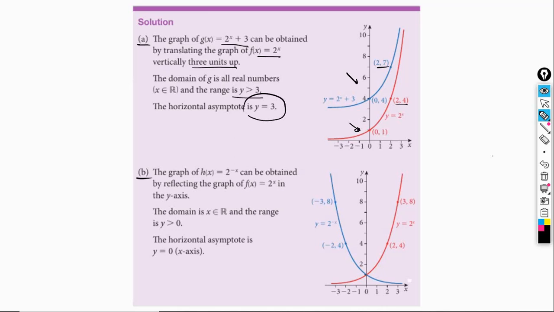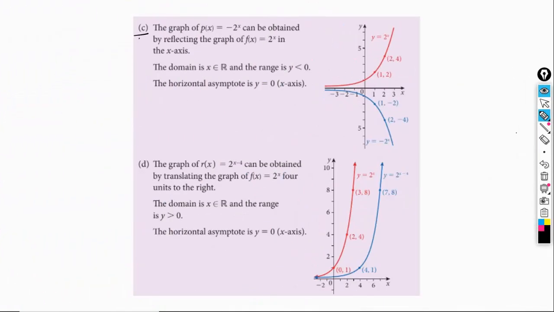For B, like we said before, 2 to the minus x is simply going to be the reflection across the y-axis. We can see that here. The domain is going to be x belongs to the reals, and the range will be y greater than 0. The horizontal asymptote would be the same, y equals 0, which is the x-axis.